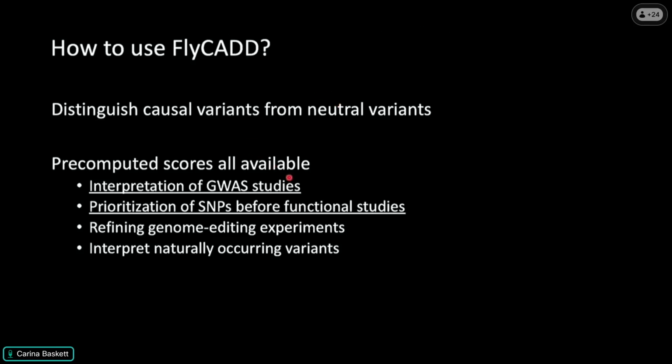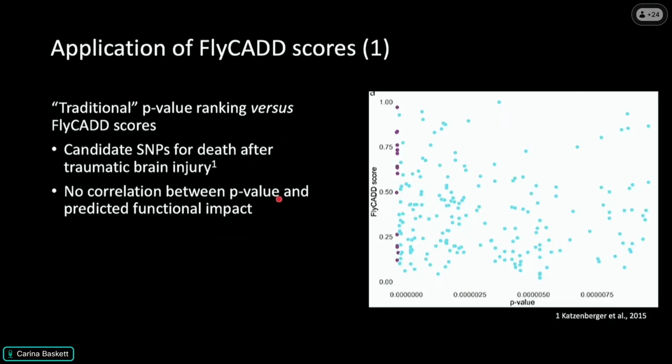So the pre-computed scores are all available, and Julia did a couple of case studies to show how you can use a tool such as FlyCat. First of all, to interpret GWAS studies and also to prioritize SNPs for functional studies. So the first thing that I'm showing you here is data from a study by Katzenberger et al. And this is a study in which they used DGRP lines, the panel of inbred lines, to study death after traumatic brain injury.